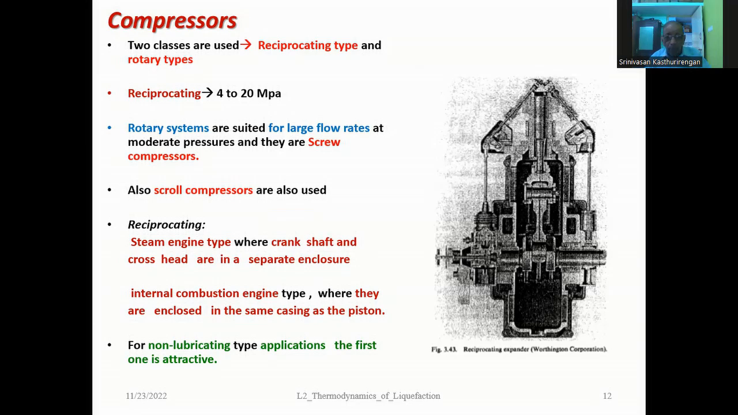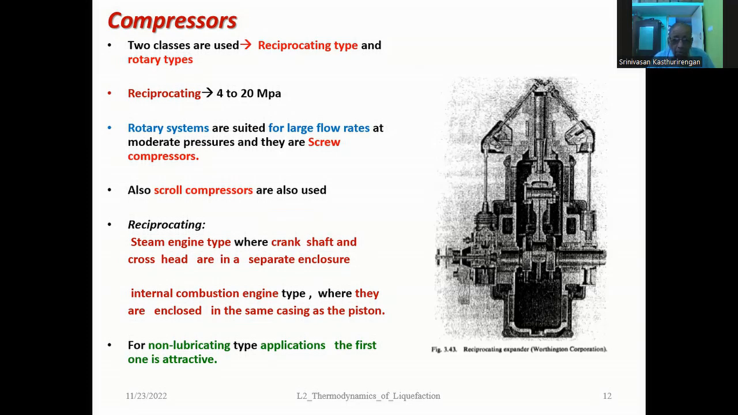pressure ranges from 4 megapascal to about 20 megapascal. In other words, it's equal to 40 bar to about 200 bar. Okay, this is the sort of pressures that can be handled by a reciprocating type of system.